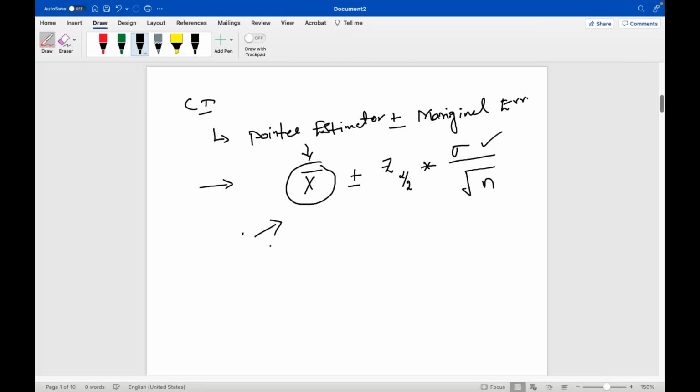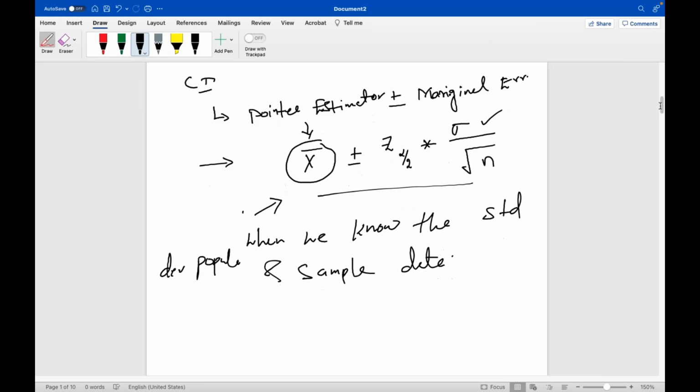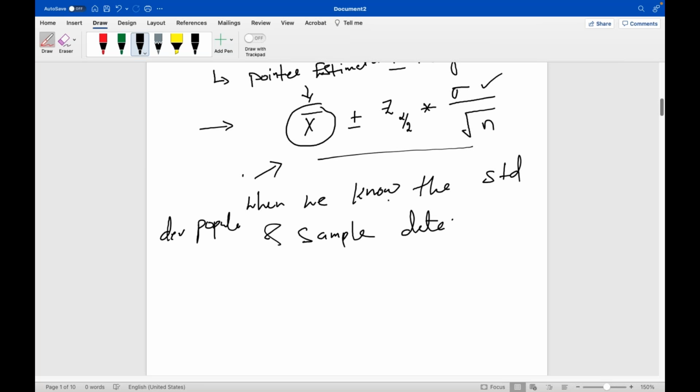It could help you when we know the population standard deviation, when we know the standard deviation of a population and the entire information of the sample data. In this particular situation, you can go with this particular formula. But this formula can change depending upon the sample data we have.